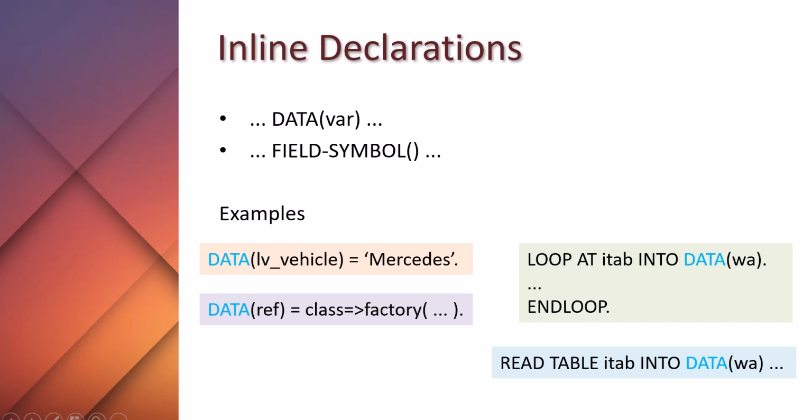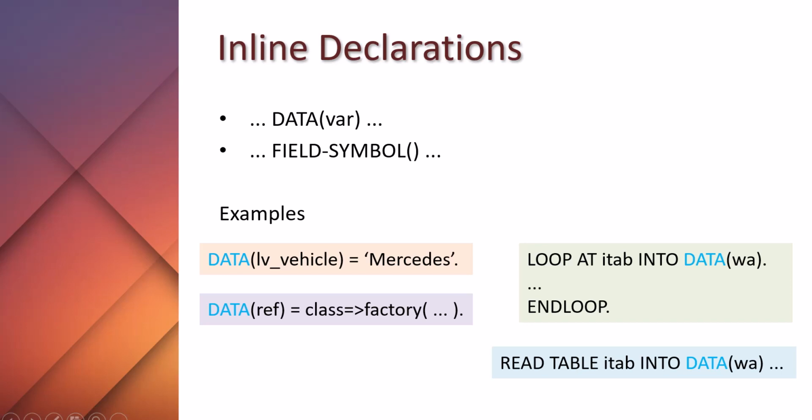The basic idea behind an inline declaration is that, in order to be able to perform a syntax check, the program compiler knows what data type it wants. So why not let it decide the data type of your variable and create it? So instead of declaring the variable yourself, let the compiler declare it for you.